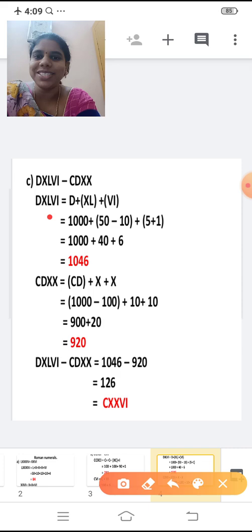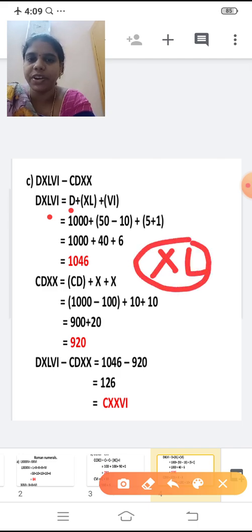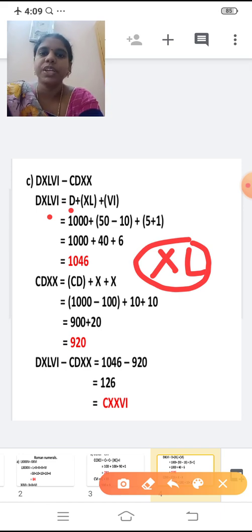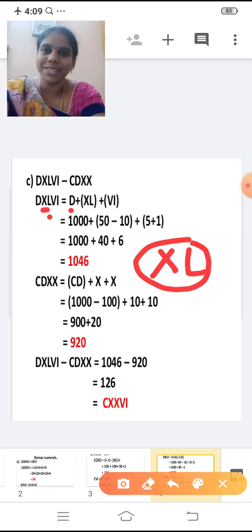See how to split that. D plus, see, the smaller one is placed before the larger one, right? So take that separately. XL plus VI. You can write V plus I also. VI or V plus I. So now D plus XL plus VI, or V plus I.